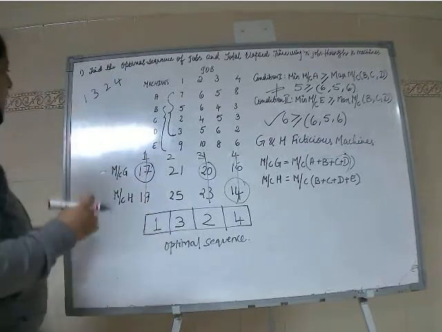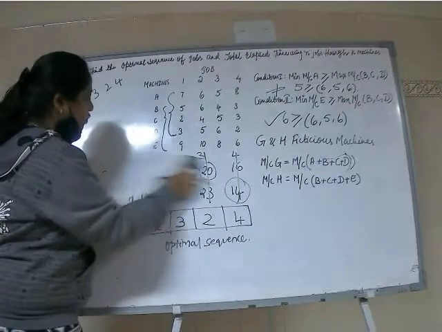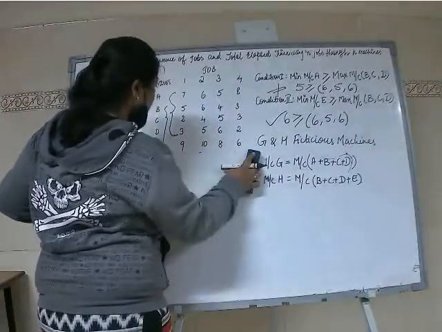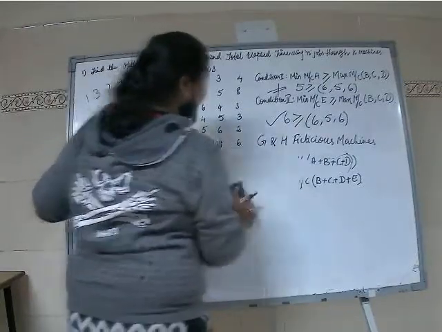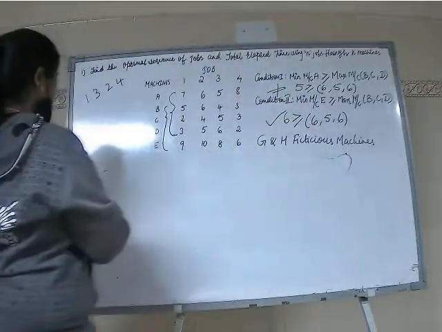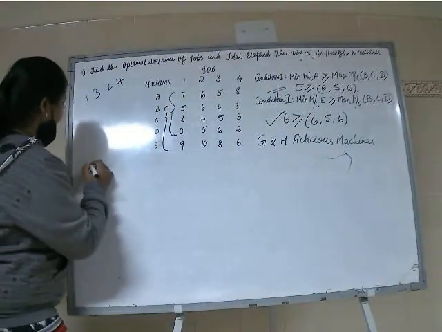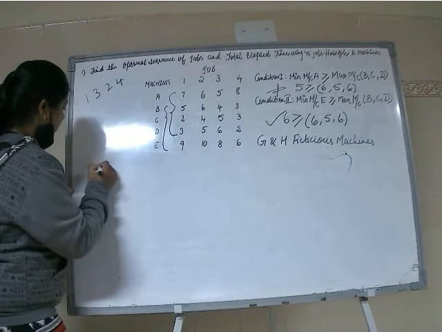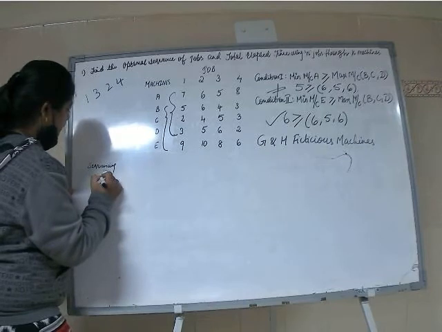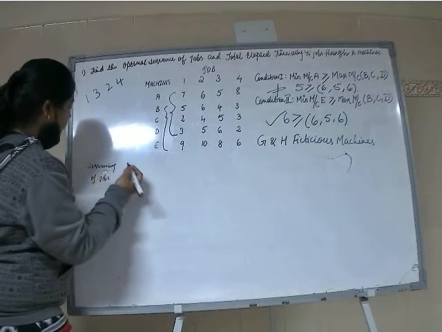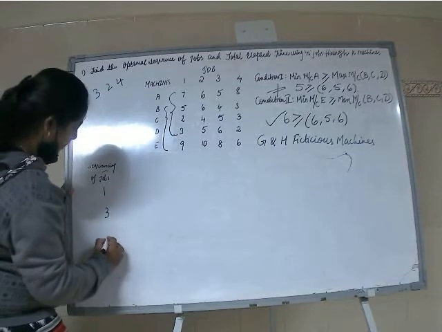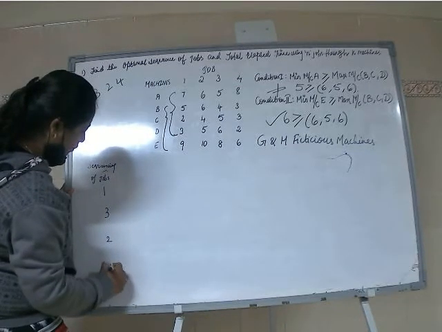Okay, now let's find out the sequence of jobs. Then we have to find out machine A, B, C, D and E, their process, input, output and idle value. So let's go ahead with that process. First, the sequence of jobs is 1, 3, 2 and 4.